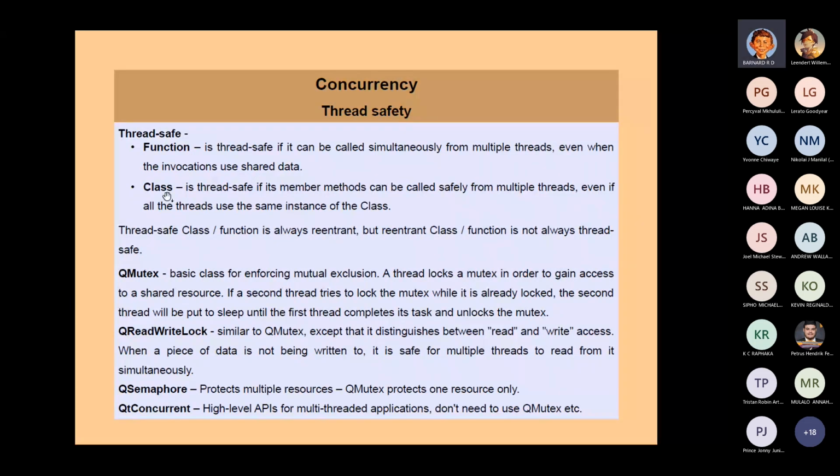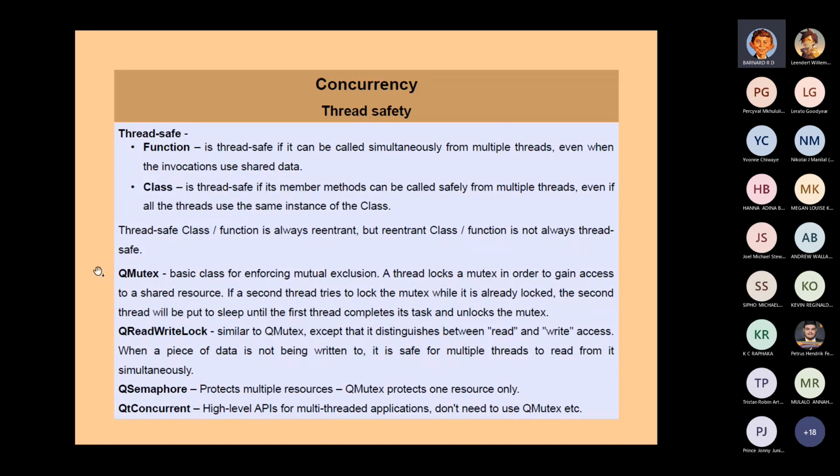A class is thread safe if its member methods can be called safely from multiple threads, even if all the threads use the same instance of the class. Remember, re-entrant is different instances of the class. So thread safe is basically the full thing, basically safe under all circumstances. Re-entrant is safe with limitations.